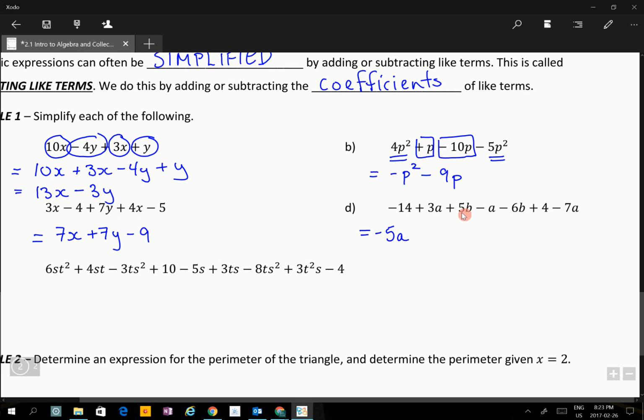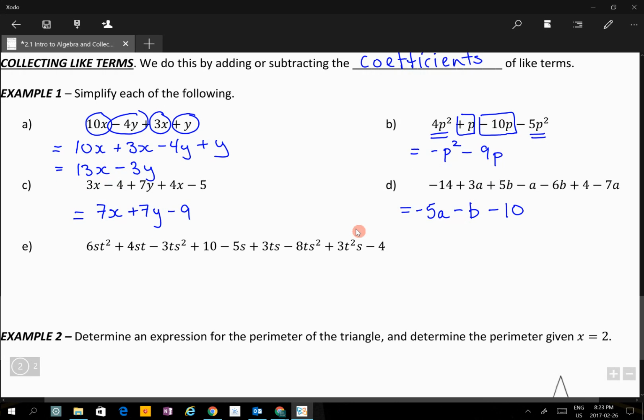What about the b's? So 5 b's, take away 6 b's, gives me negative 1b, or I'll just say minus b. And then I have here negative 14 and plus 4. So negative 14 plus 4 gives me negative 10. And there you go.